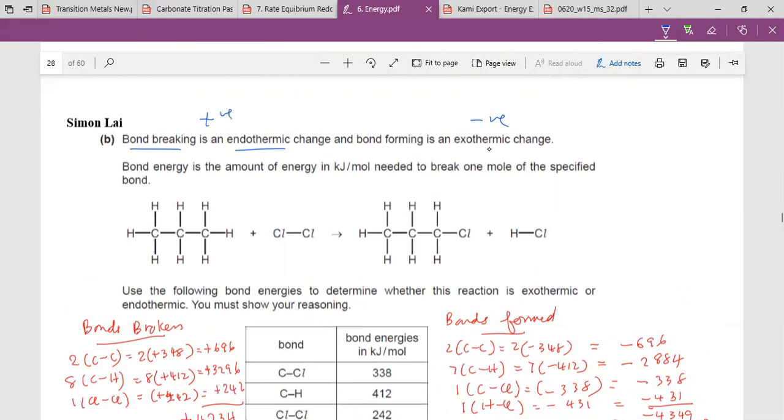Now, they tell you bond breaking is endothermic. That means it absorbs energy, positive. Bond forming is exothermic, negative. Bond energy is the amount of heat energy, kilojoules per mole, needed to break 1 mole of the specific bond.